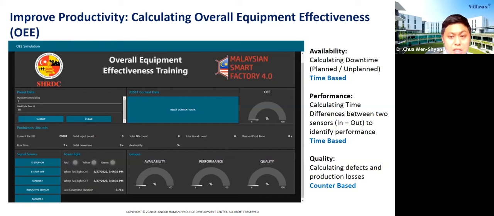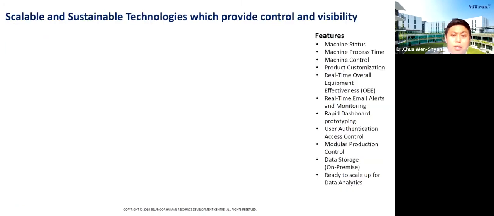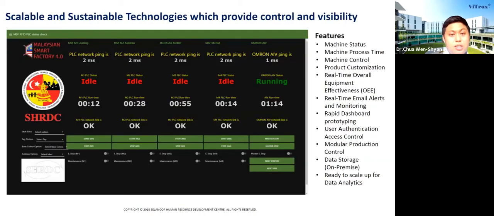So in the next slide you will see that from one machine you can scale up to multiple machines, because you want to see the overall effectiveness of your factory. You don't just want to stop at one point, but you want to scale up further. And this is actually very important for many industries to see and understand how they want to scale up their operations more sustainably and scalably.